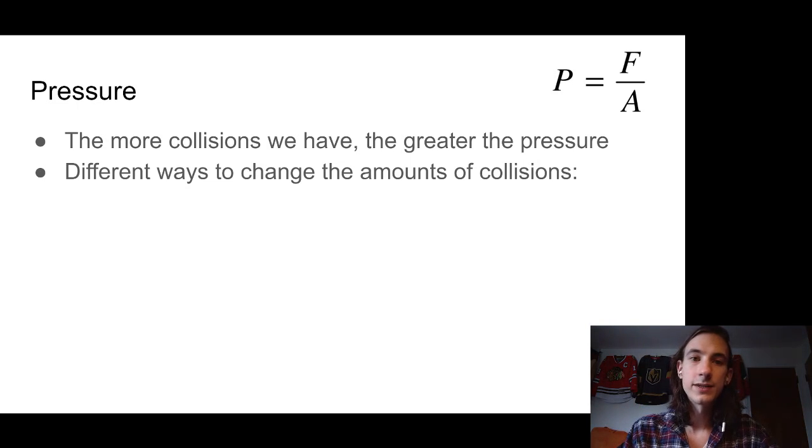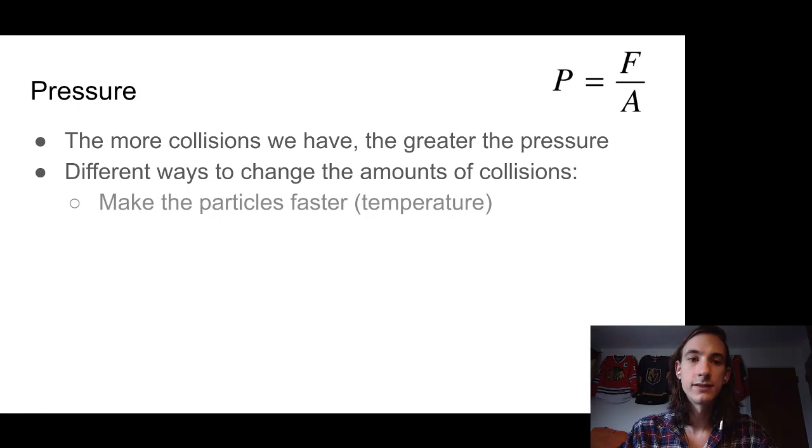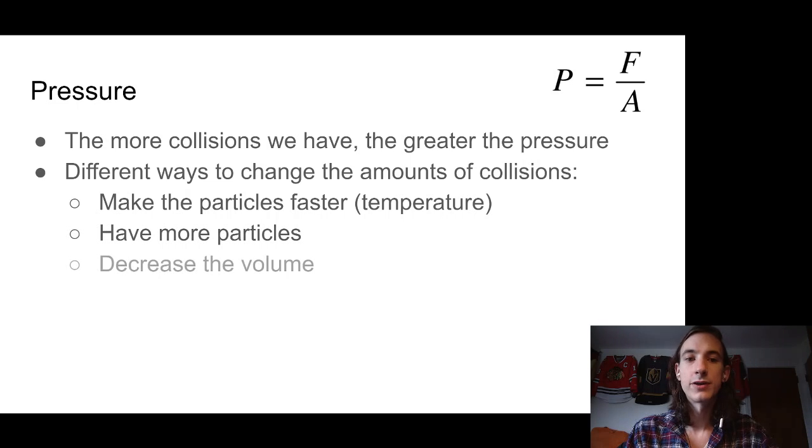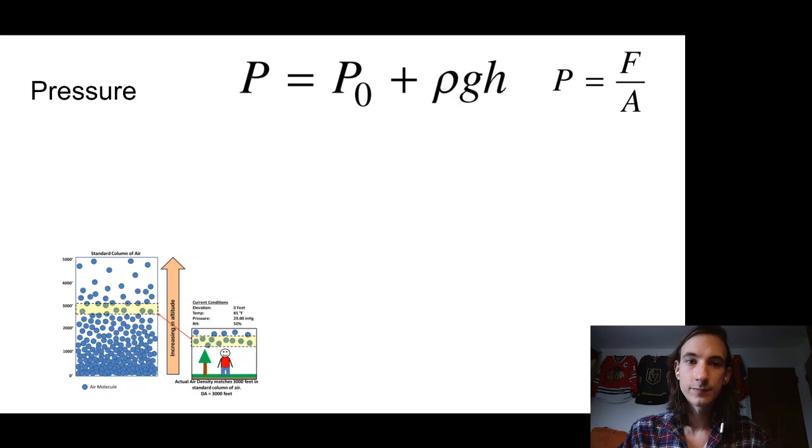So there's different ways that we can change the amount of pressure. If we have more collisions, if we have more balls hitting the wall, we have greater pressure. So there's different ways that we can change the amount of collisions or change the force in these collisions. We can either make the particles faster by changing the temperature, have more particles, or decrease the volume, and we'll get to that in a little bit. So this is kind of looking forward, looking at our thermodynamics, but just kind of tying those ideas together.